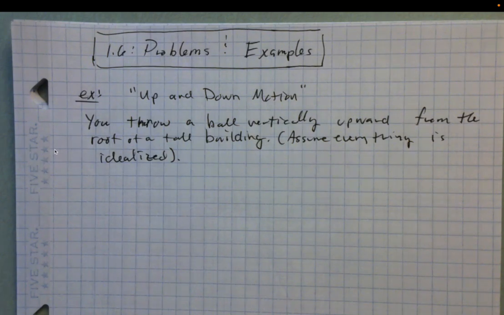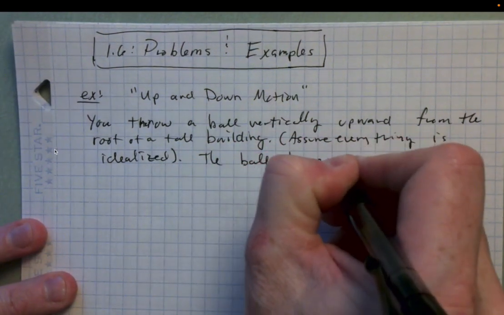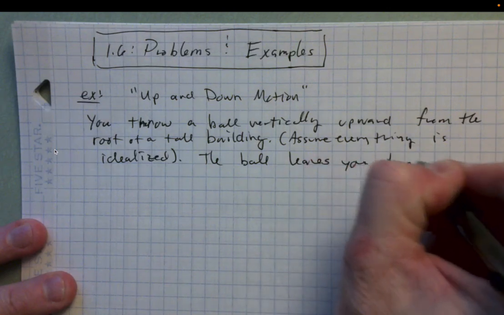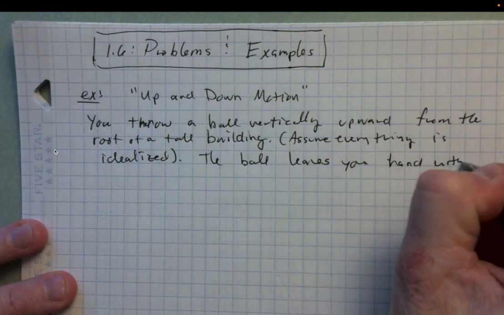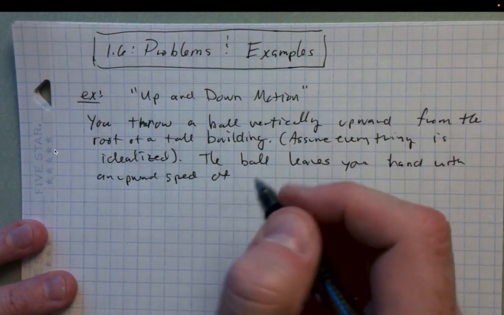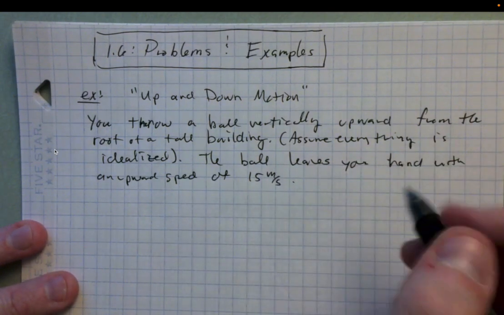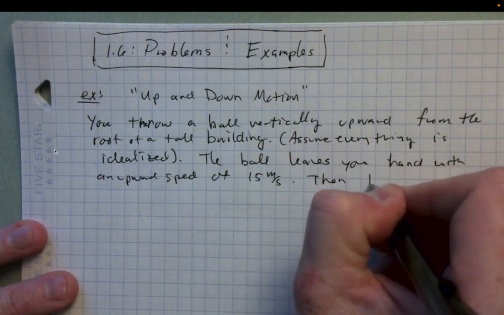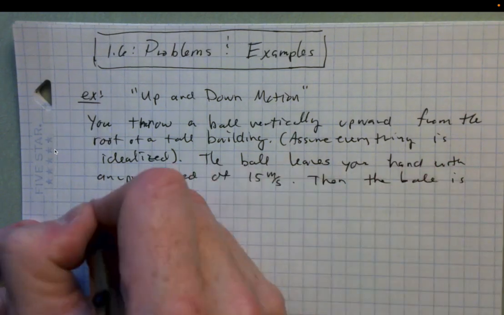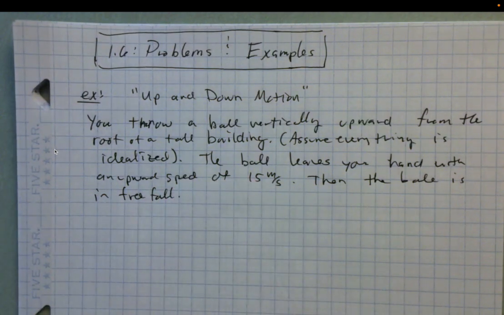So you're standing on top of a building, and you throw this ball vertically upward from the roof. The ball leaves your hand with an upward speed of 15 meters per second. And then once it leaves your hand, we say that the ball is in free fall. So the only force acting on the ball as soon as it leaves your hand is the force of gravity.